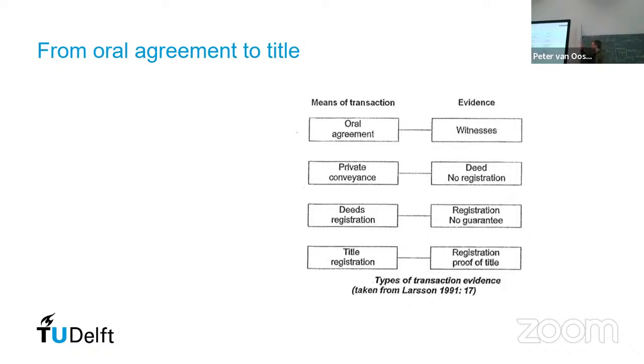This was the system, for instance, in England, which was still in use until 1925. They have not fully succeeded yet, because at the moment there are not many transfers. It's still possible that land is not registered in the English land administration, and all deeds are called, in England, unregistered land.